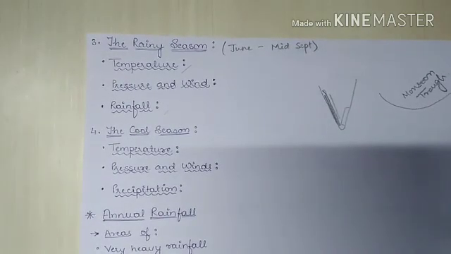Now if we look into the basic characteristics of monsoon rainfall, the rainfall is caused by the southwest monsoon, and it is a seasonal rainfall. The major part is received between the period of June to September.